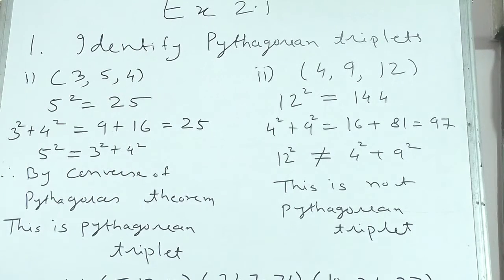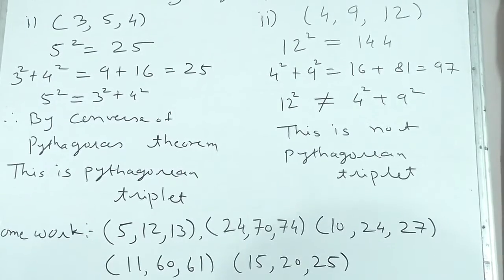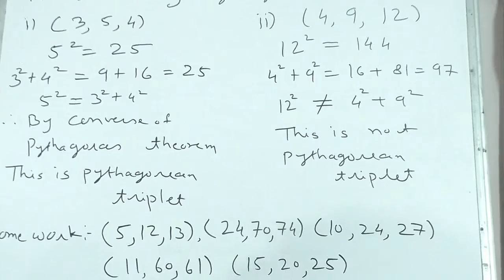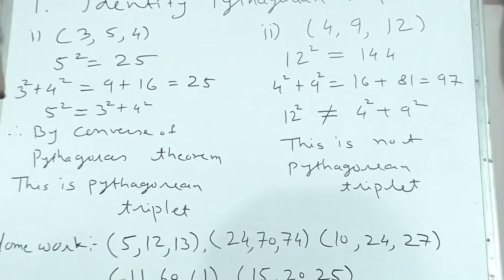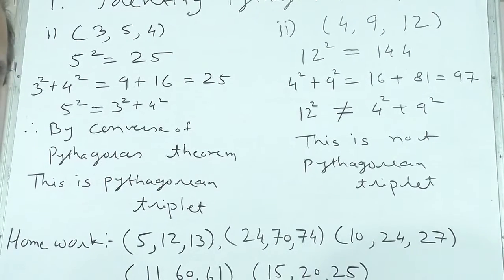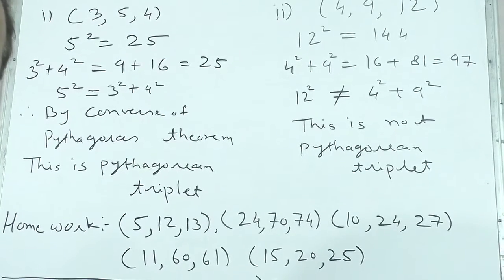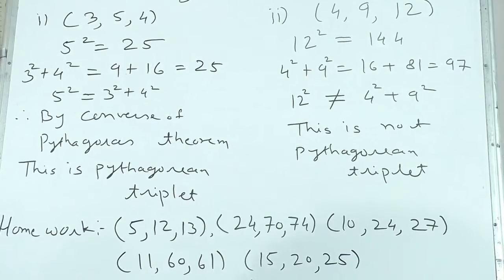Meaning? Okay. So I am giving you homework now. These few sums I am giving you to try. 5, 12, 13. Try. Which is the greatest side? 13. 24, 70, 74. Try. 10, 24, 27. Try. 11, 60, 61. 15, 20, 25. I have given you extra. Check, practice, study at home. Okay, simple sums. So I am giving you these for homework.